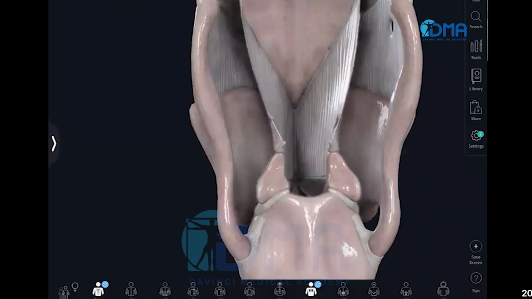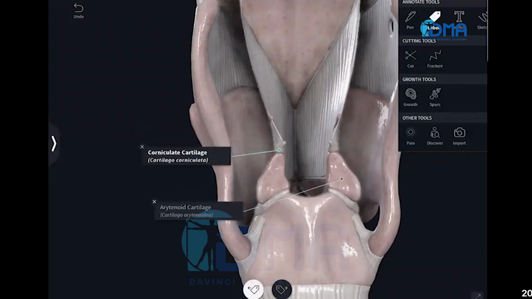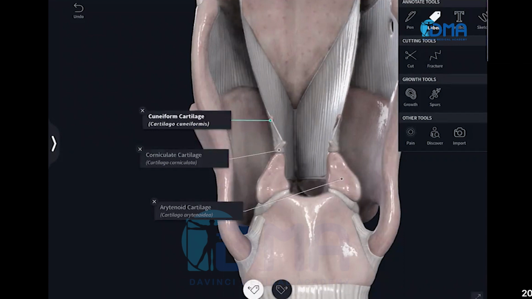Like unpaired cartilage, we are having three paired cartilage. This one is arytenoid cartilage. Look here, this is corniculate cartilage. This one is cuneiform cartilage. Okay, we are having three paired cartilages: arytenoid, corniculate, cuneiform. Now, are you familiar with the anatomy of these three paired cartilages?